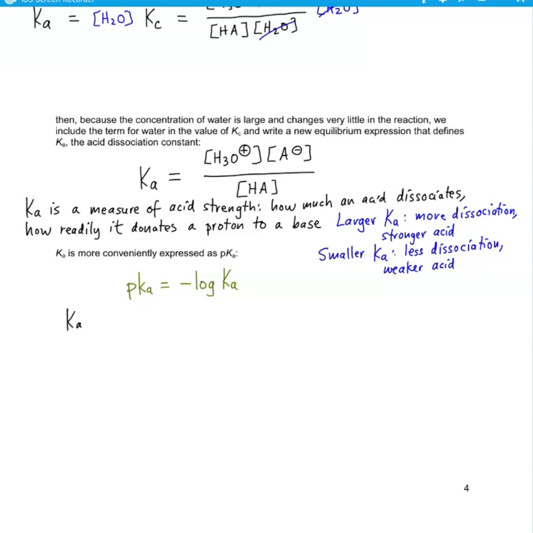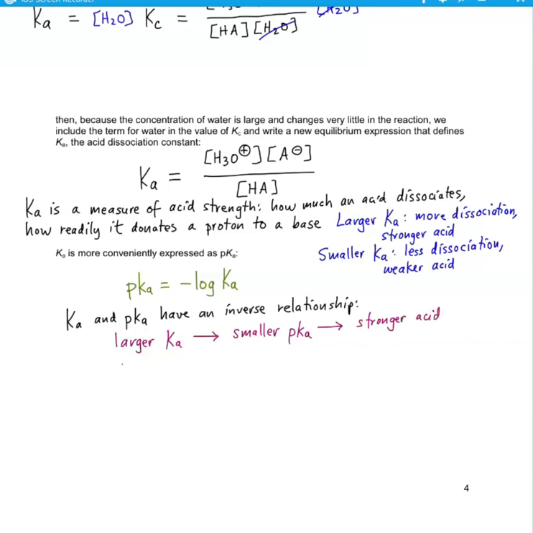Because of the logarithmic scale and that negative sign, Ka and pKa have an inverse relationship. What we mean by that is the larger the Ka, the smaller the pKa, and both of those correspond to a stronger acid, whereas a smaller value of Ka, again this is all in relative terms, corresponds to a larger pKa value, which signifies a weaker acid.